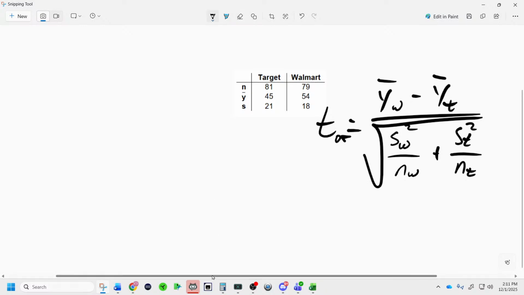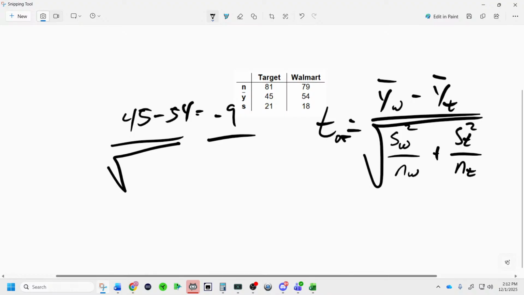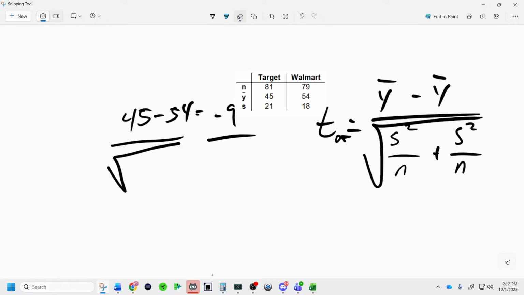So plugging in the numbers, we get 45 minus 54, which is a difference of -9. We're going to divide this by the standard error. The standard error is going to be Walmart. Wait, what am I doing? Oh my gosh, I literally said we're not doing this. What is my pen doing? Okay, so Target, Walmart. I set it up right over there because Target's over here.